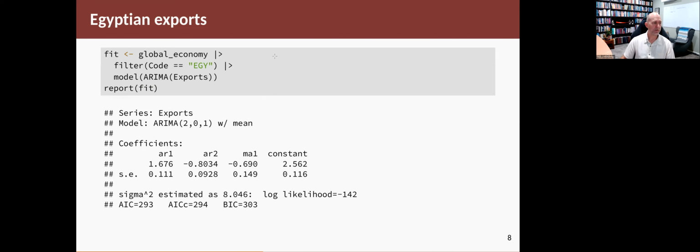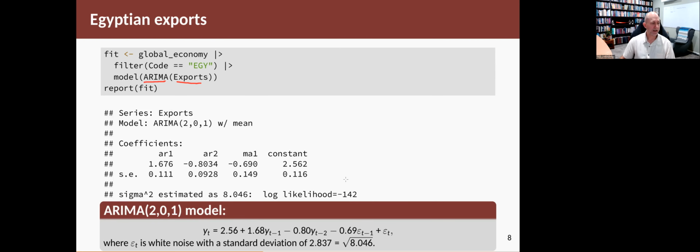Okay, so in fable, we can pipe that into the model function and say we want to fit an ARIMA model to the exports data, and it automatically chooses a model. Later in this chapter, we'll see how the automation of it happens. It's similar to ETS, it's just minimizing the AICc. In this case, it comes back and says an ARIMA 201 with a constant is your best model. And it gives you the various coefficients.